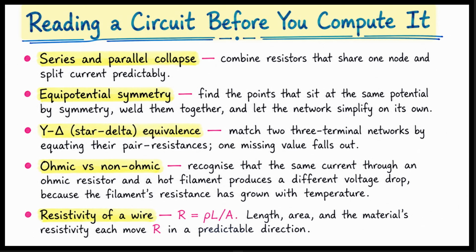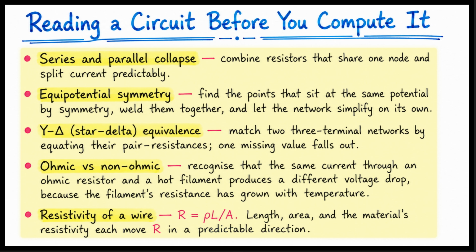Welcome to this set on electric current, resistance, and Ohm's law. 11 questions, one underlying theme: reading a circuit diagram and predicting its behavior without solving it numerically. Every question ahead makes use of one of 5 moves: series and parallel collapse, equipotential symmetry, wide delta equivalence, the ohmic versus non-ohmic distinction, and the single formula R equals rho L over A.